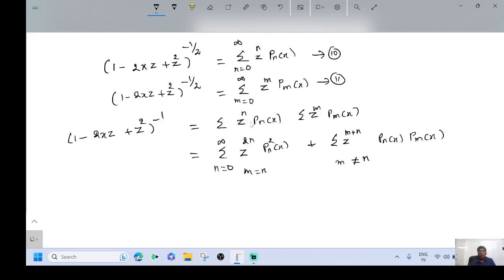If m is equal to n, z power n into Pn of x times z power n into Pn of x, that is z power 2n Pn square of x, plus another possibility is m not equal to n. If m not equal to n, z power n into z power m is z power m plus n into Pn of x into Pm of x. So this is separated into two components.